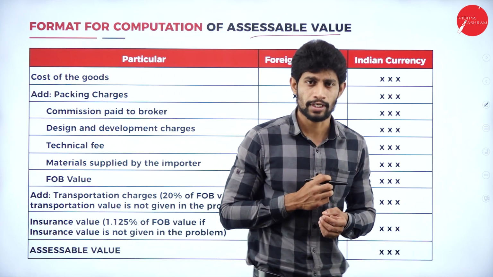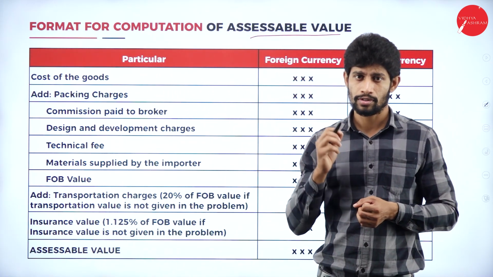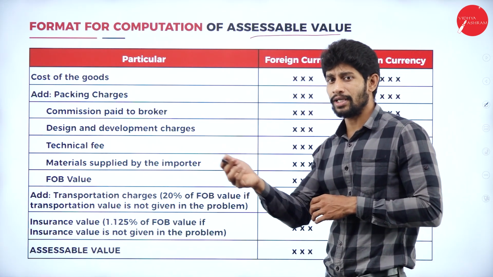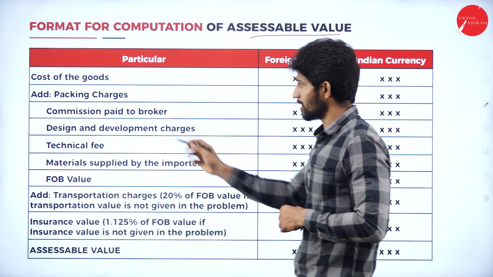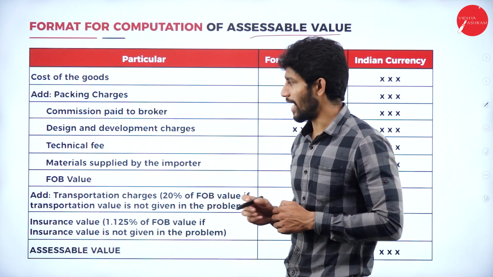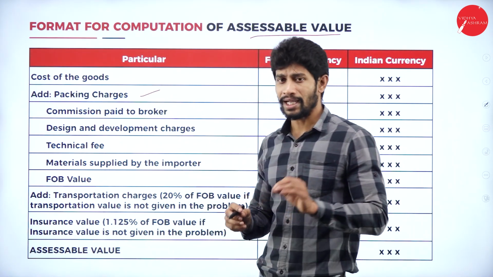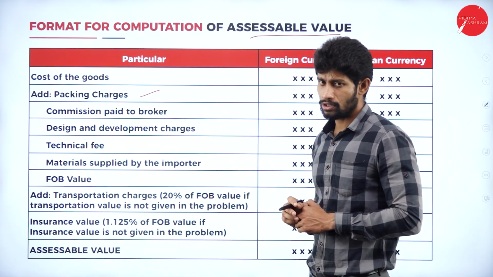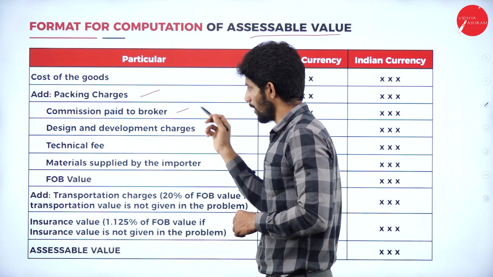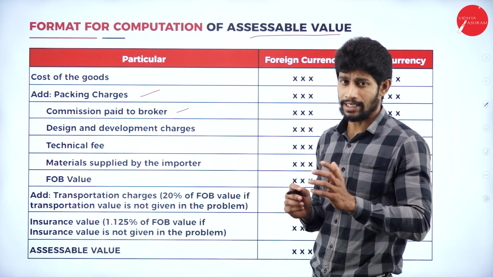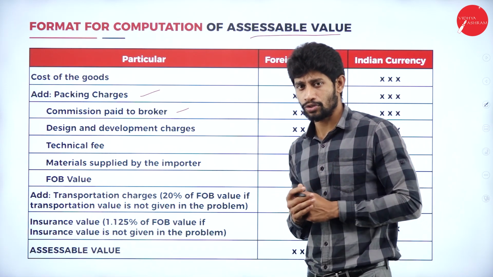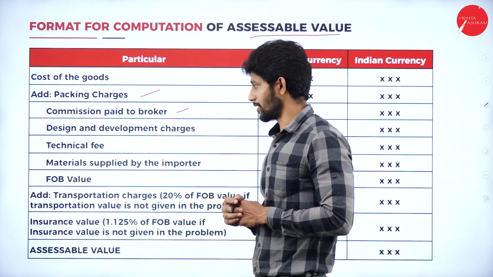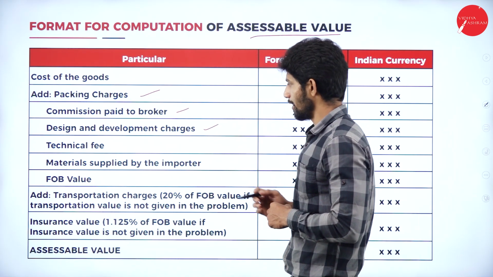Yes, first thing you are supposed to consider is the cost of the goods. For cost of goods, you will be given the foreign currency value and you will be converting it into the Indian currency. Next, you are supposed to add packing charges. If packing charges are given in the problem, add packing charges to the cost of goods. And also, you are supposed to add commission paid to broker. If commission is paid to the broker, then we add that commission along with the packing charges.